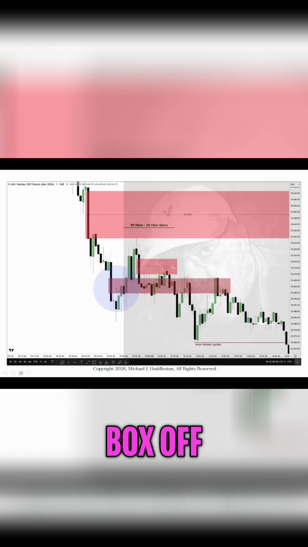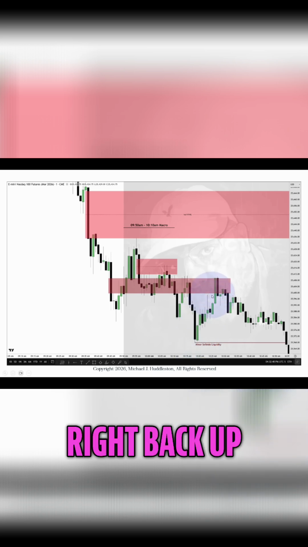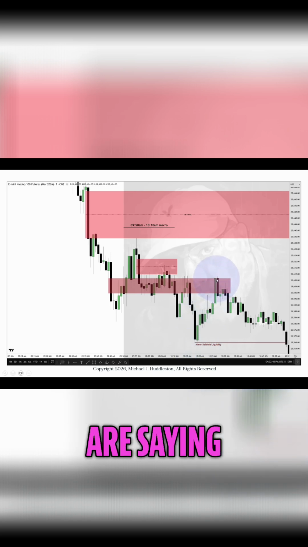So by having this, I'm going to take that little range box off. We can anticipate how far that shallow run below that minor sell side is going to trade right back up. And the bodies are saying, yeah, the story is still the same. All this was a plot twist.